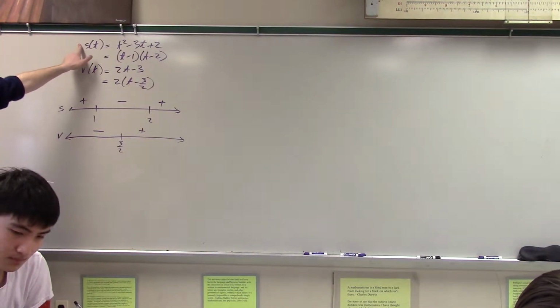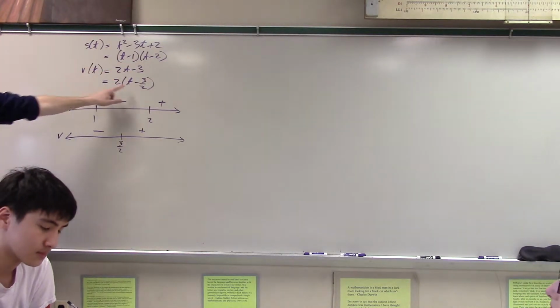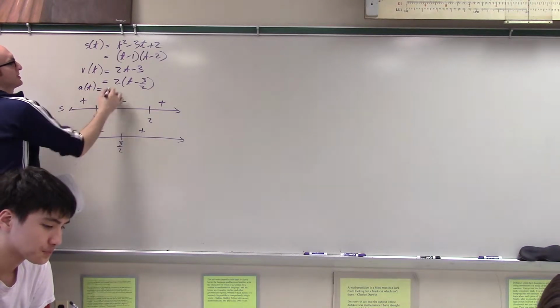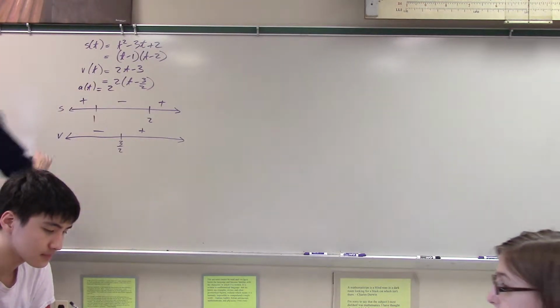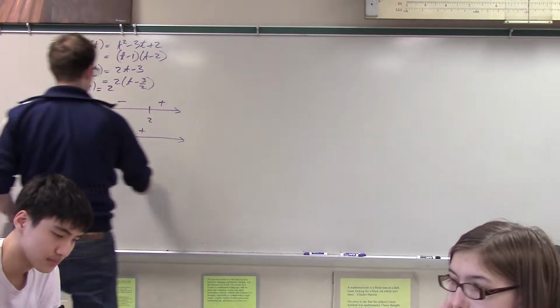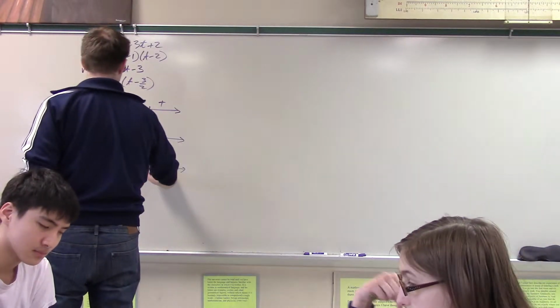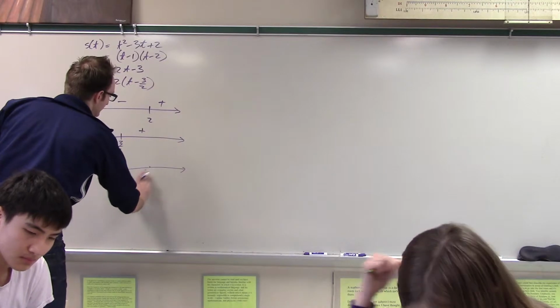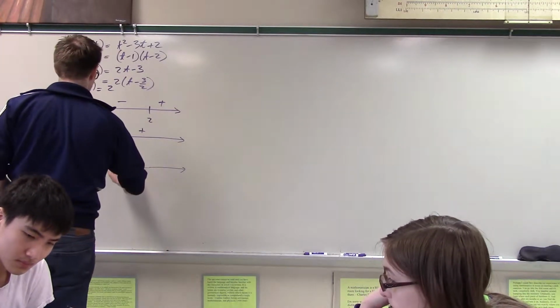You are supposed to make the position function, factor it, take the derivative, factor the derivative, take the second derivative, acceleration, which is just 2, and then make beautiful sign charts for position, velocity, and acceleration.